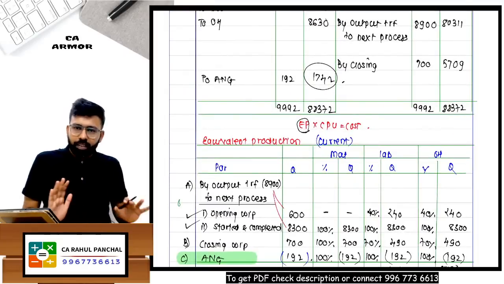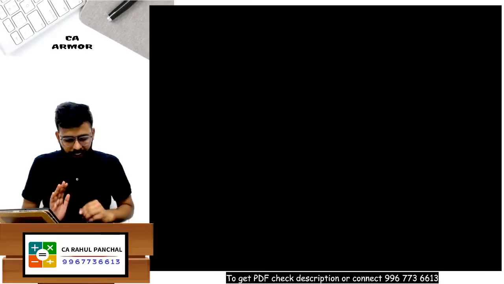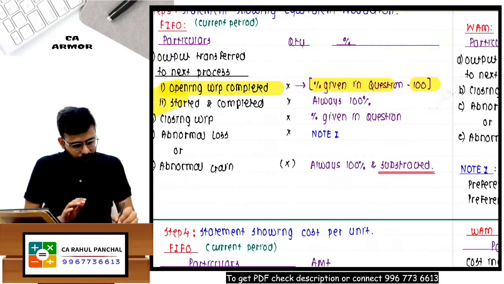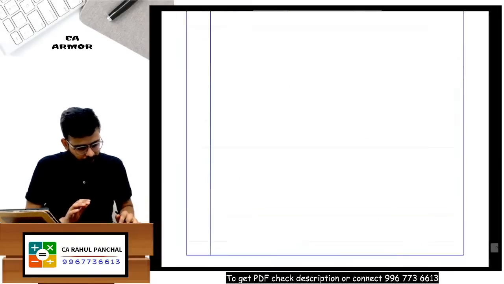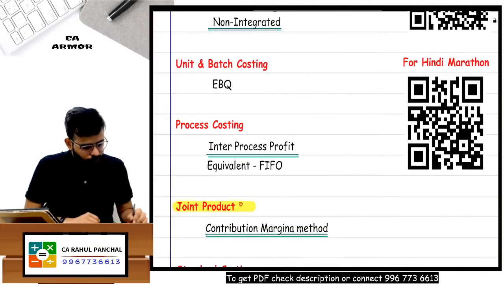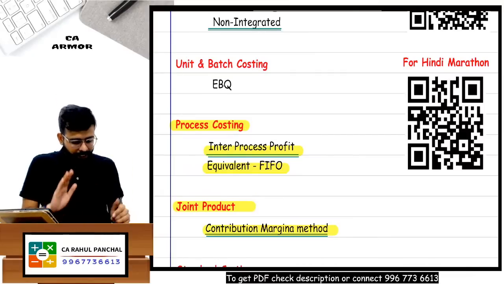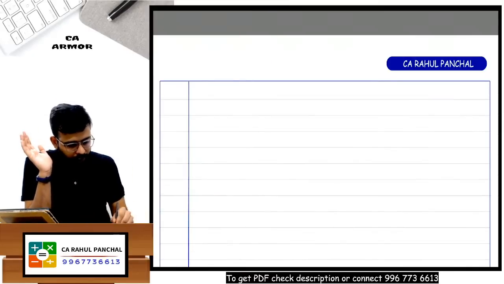We are done with this. So now please understand the steps. I will just revise the things for you. What we have done here is, we have completed joint product and by-product, we have completed the inter-process profit part, we have completed the FIFO method. I will rapidly revise what should be done in the FIFO method.